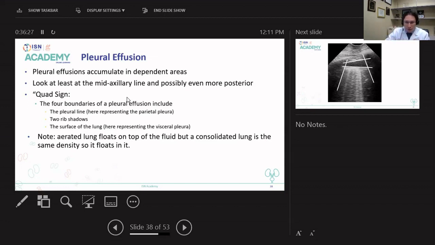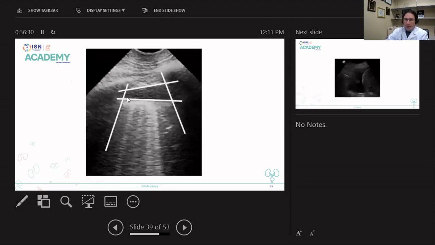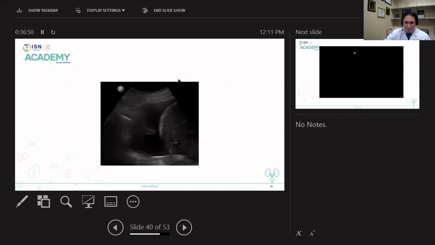It's physics. So here's the quad sign. You could see a rib shadow and a rib shadow, and this is called the lung line, which also corresponds here to the visceral pleura, and then the pleural line here, which in this case is the parietal pleura. This is a large effusion. You could see here, this is the diaphragm. This is the liver.